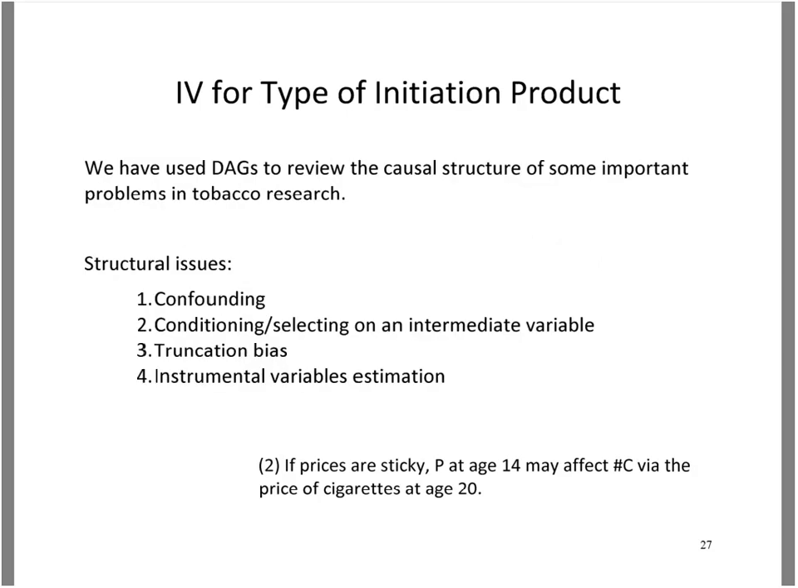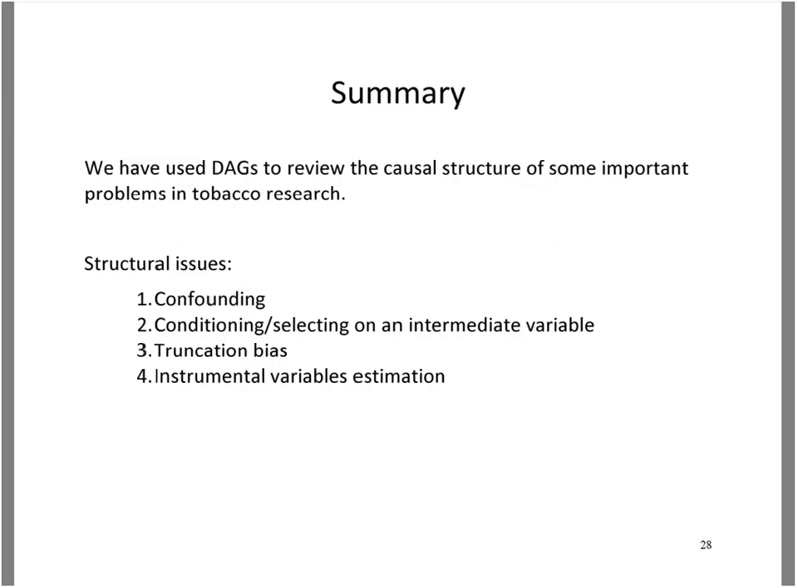Okay, so in summary, we've used DAGs to review the causal structure of some important problems in tobacco research, some solved, some not. What we've done is we've actually used these 40 minutes to go through a large number of structural causal problems that could bedevil our observational data analysis. We've talked about the problem of unobserved confounding, selection on an intermediate variable, truncation bias, and the question of how we find an instrumental variable.